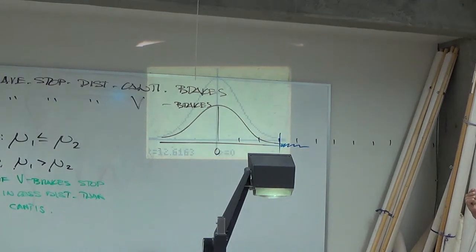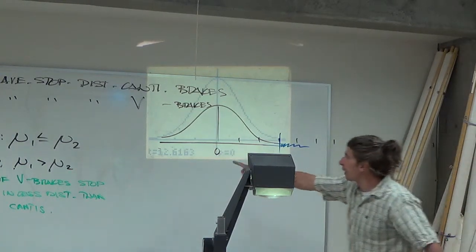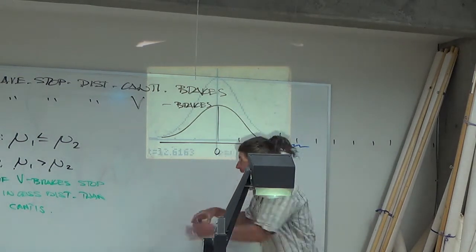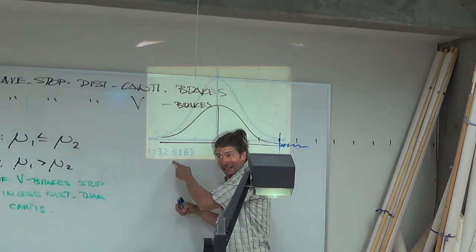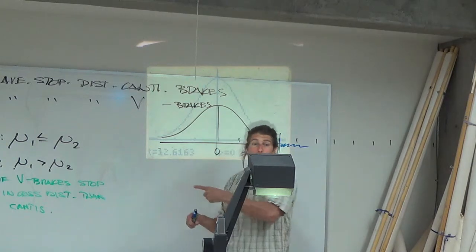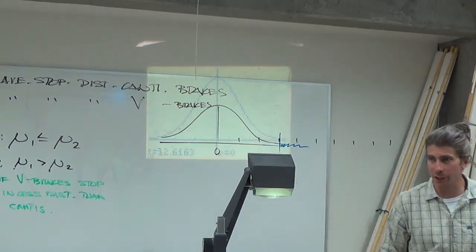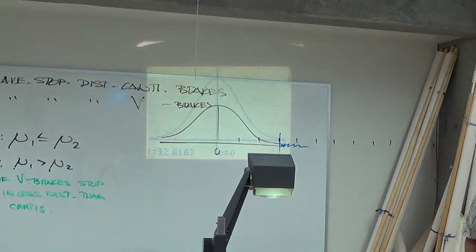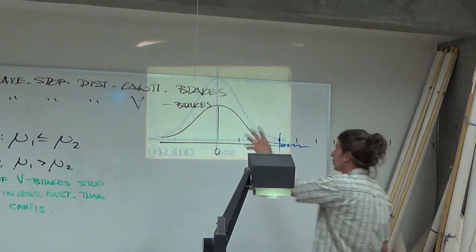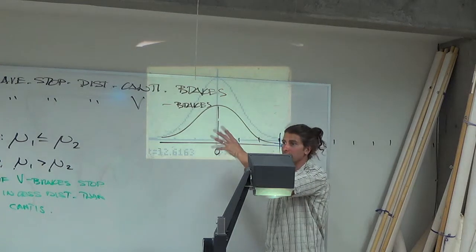Can we believe there's another curve out there? I think we kind of have to, yes? I think we have to believe there's another curve, because this is 12.6 standard deviations away. That's your test statistic, 12.6. It's exceptionally hard for me to believe that result belongs on this curve.